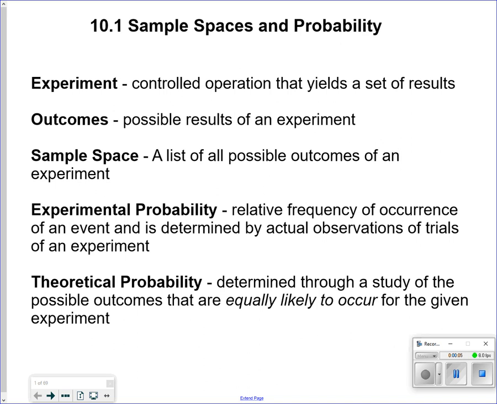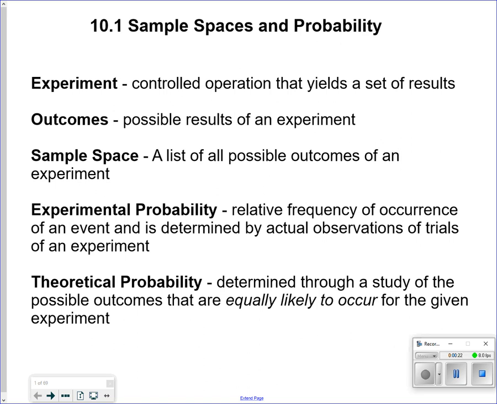Section 10.1. Chapter 10 is all about statistical analysis. And so you're dealing with probability, things like that. So we're going way off to the other side here as far as mathematics is concerned. Let's talk about an experiment. An experiment is a controlled operation that yields results.